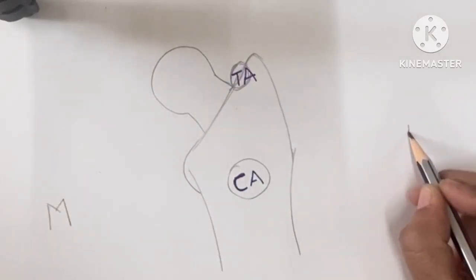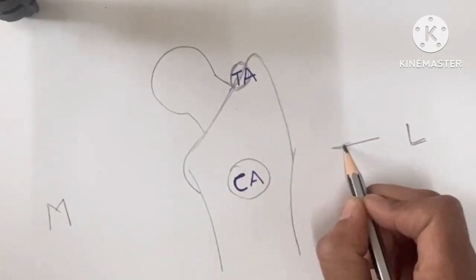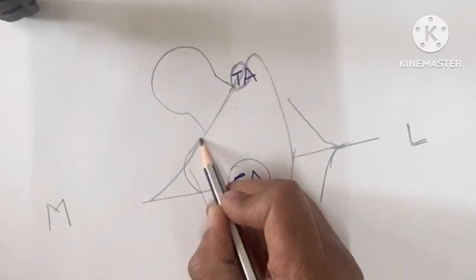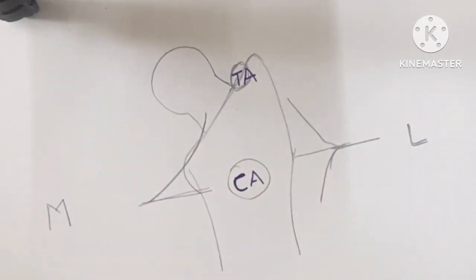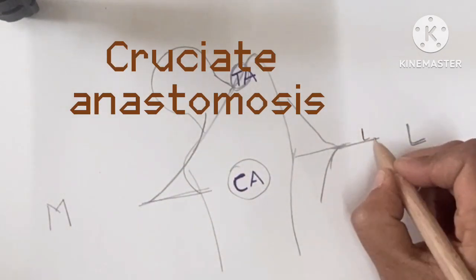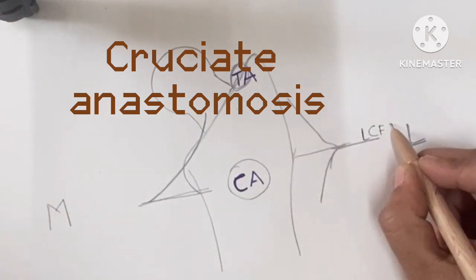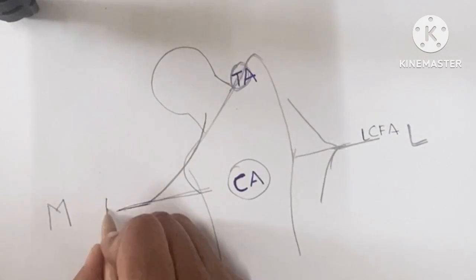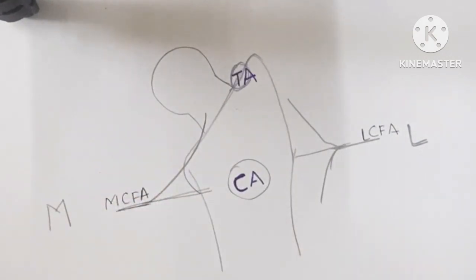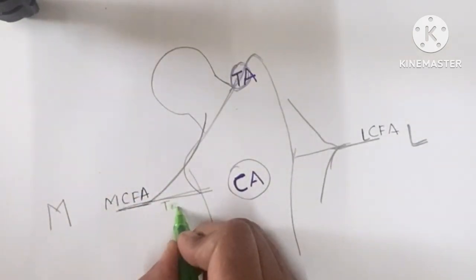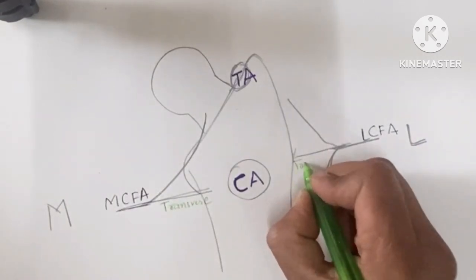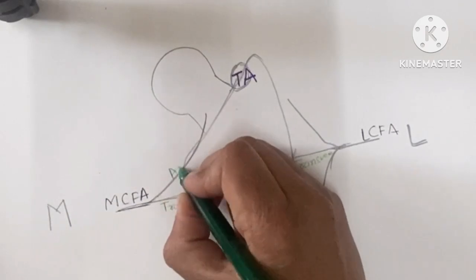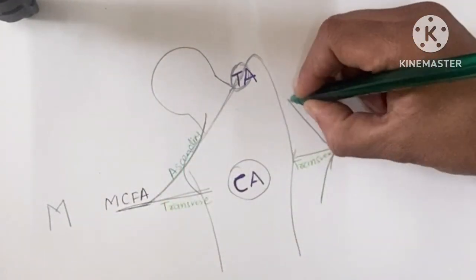So medially, it is the medial circumflex femoral artery. Laterally, the lateral circumflex femoral artery. The lateral circumflex femoral artery has an ascending branch, transverse branch and descending branch. The medial circumflex femoral artery has a transverse branch and ascending branch.